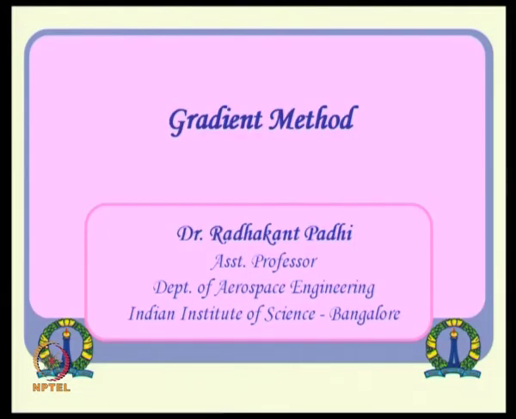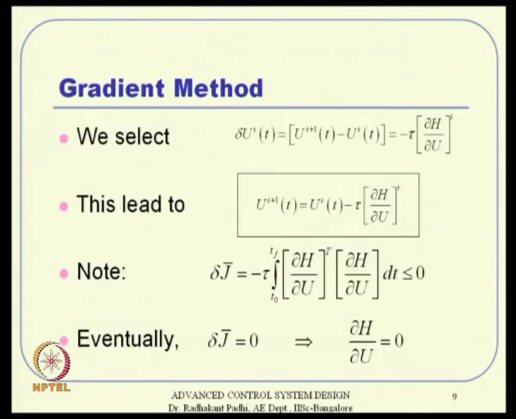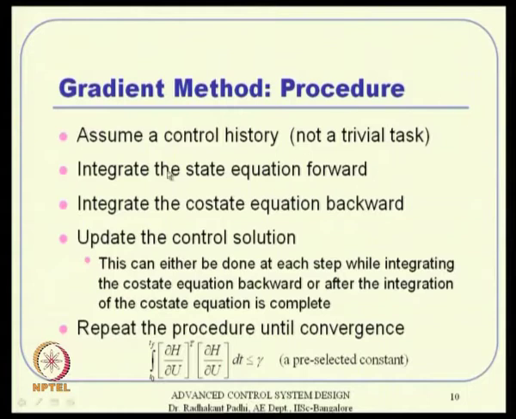Okay. Now, this is the gradient method. This is all that procedure that I have written here. Integrate the state equation forward and then integrate the co-state equation backward and update the control solution. That means, again this can either be done at each step while integrating the co-state equation backward, or after the integration of the co-state equation is complete. So, the choice is yours actually.